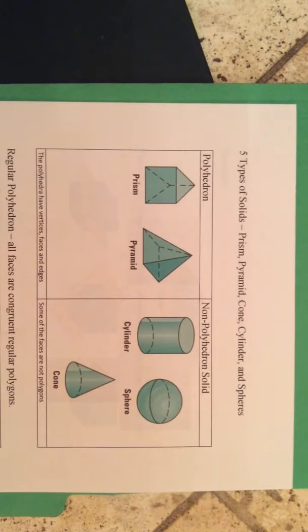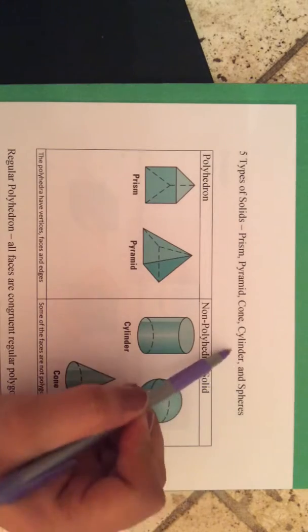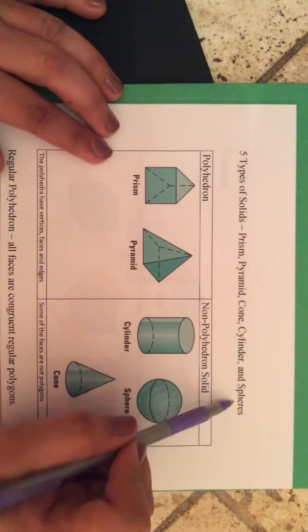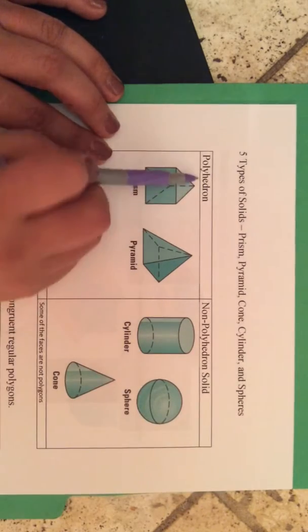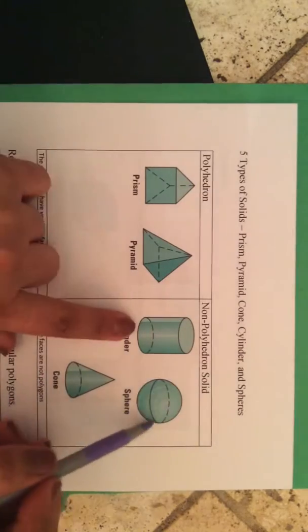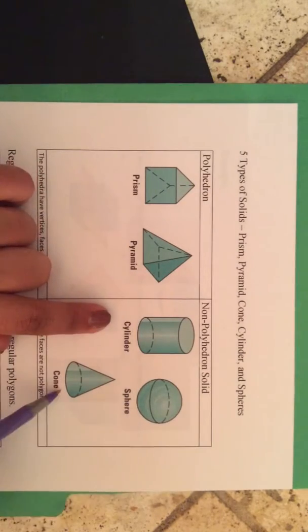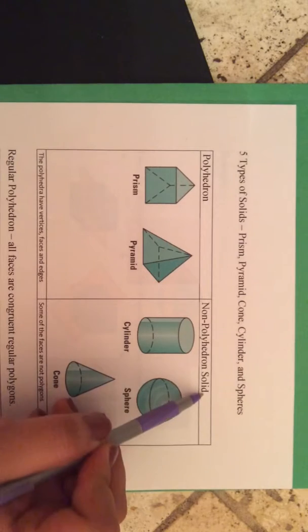Okay, let's continue with the notes on the back side. There are 5 types of solids. There's a prism, a pyramid, a cone, a cylinder, and a sphere. So only the prism and pyramids are polyhedrons. And these solids over here, the cylinder, the sphere, and the cone, these are non-polyhedrons.